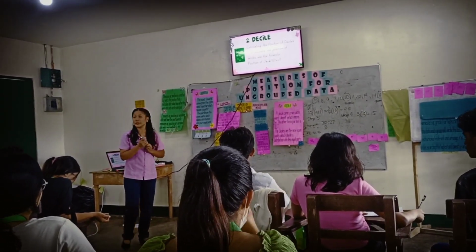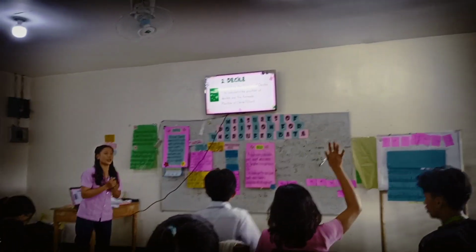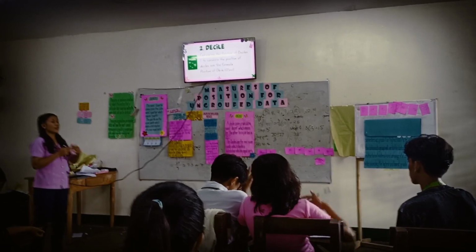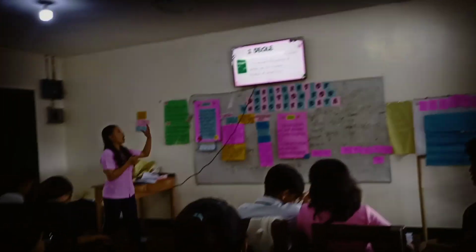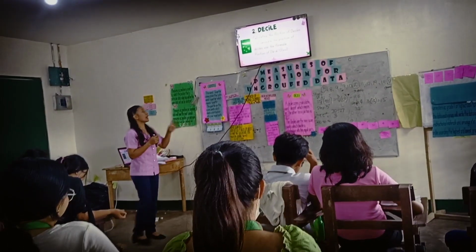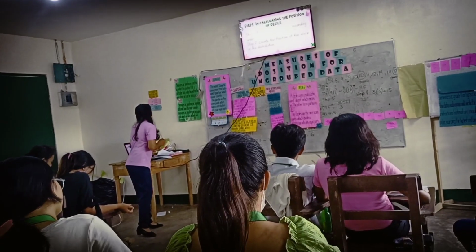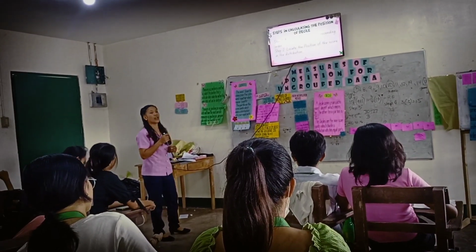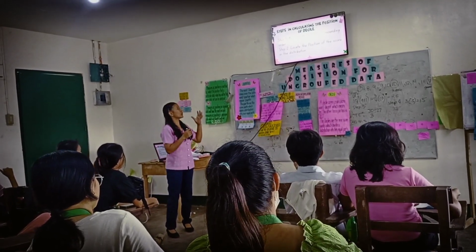Numbers of data. Yes, Mr. Salazar? The total number of data are the data. Very good, Mr. Salazar. So the 1 in our formula is the constant. So we also have the steps in calculating the position of decile class. Anyone who wants to read?